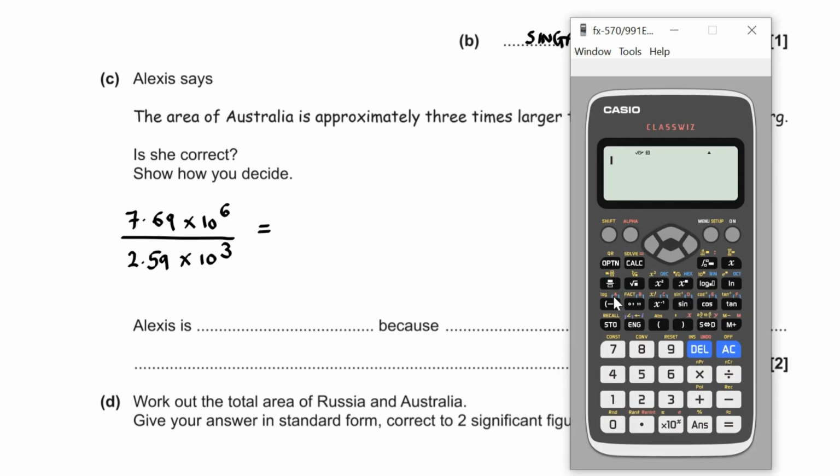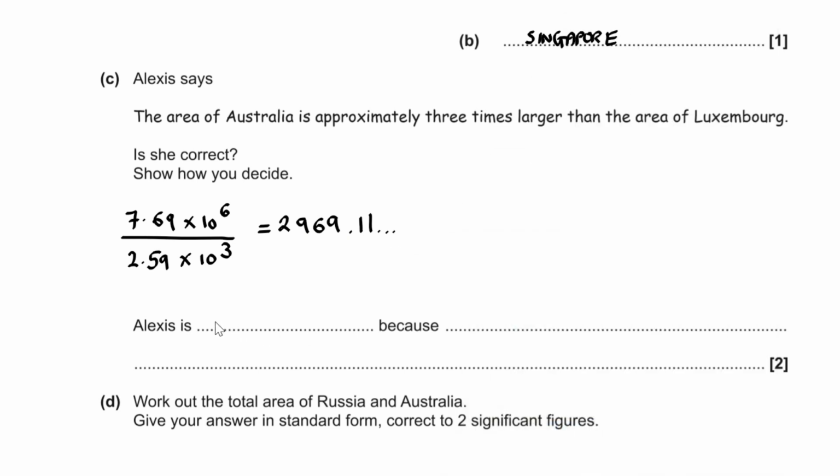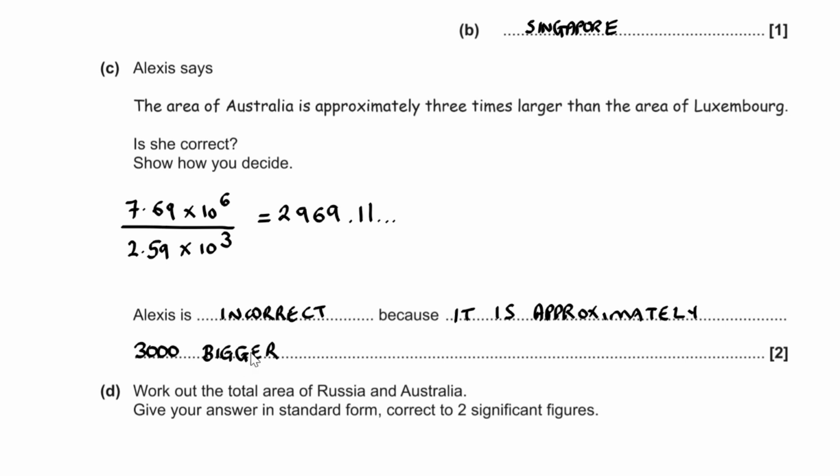So if we work this out, we've got 7.69 times 10 to the 6 divided by 2.59 times 10 to the 3. So it turns out here we get 2969.11, etc. So therefore, Alexis is incorrect because it is approximately 3,000 bigger.